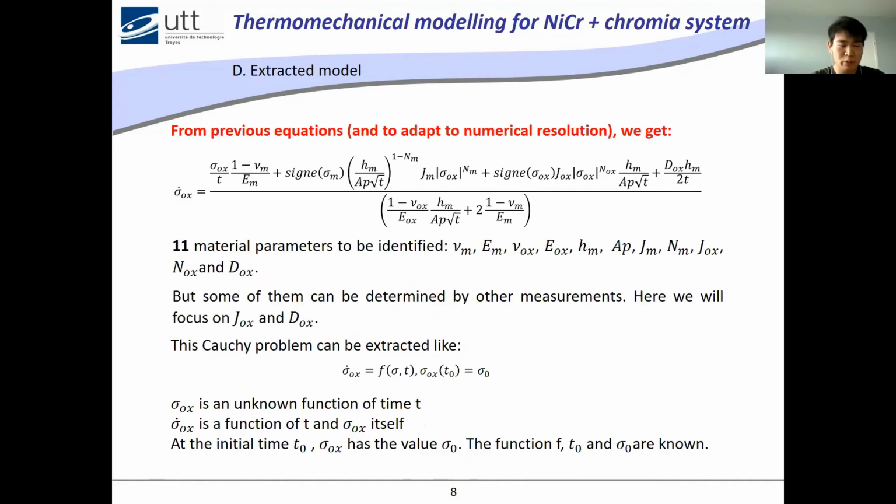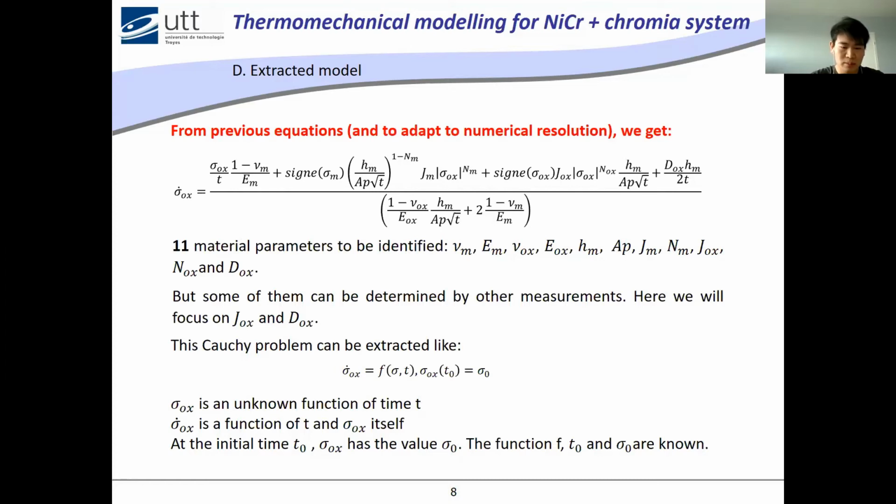From the previous equations, and to adapt them to numerical solution, we can get this equation. There are 11 material parameters to be identified. However, some of them can be determined by other measurements. So here we will focus on G-ox and D-ox. G-ox is the viscoplastic parameter, and D-ox is the growth parameter.